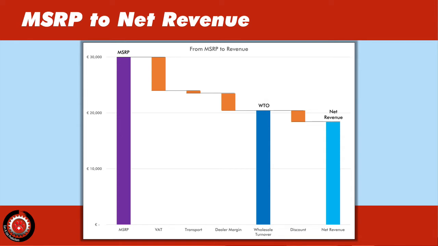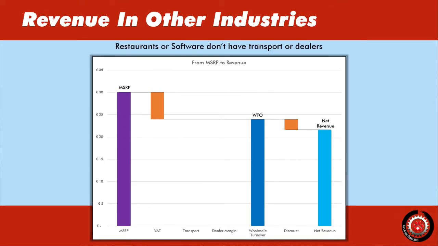Then we have to take into consideration any planned discounts or sales or incentives, and that leaves you with the net revenue. And we can also consider different industries, for example, restaurants or software. So here you have no transport costs and no dealer costs. So naturally your wholesale turnover and your net revenue are higher.